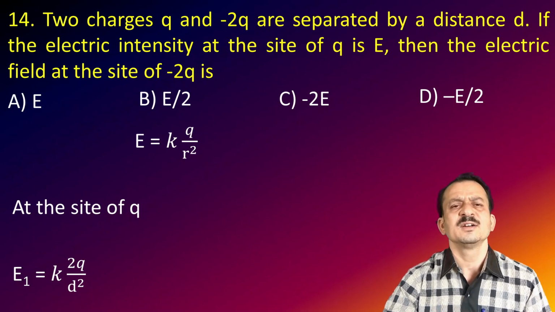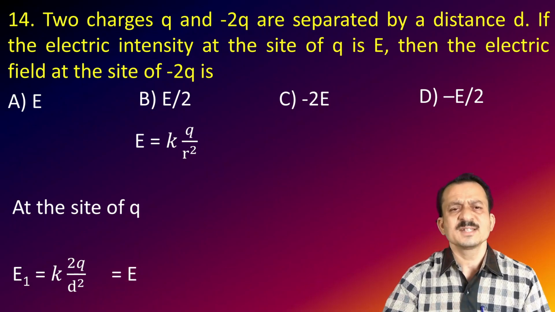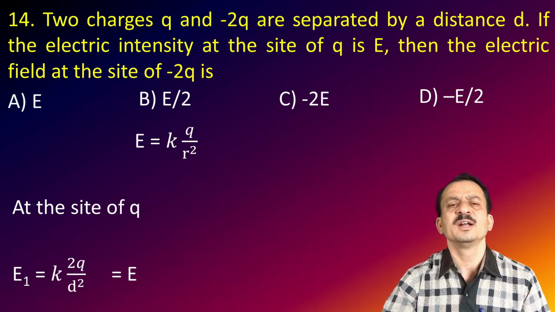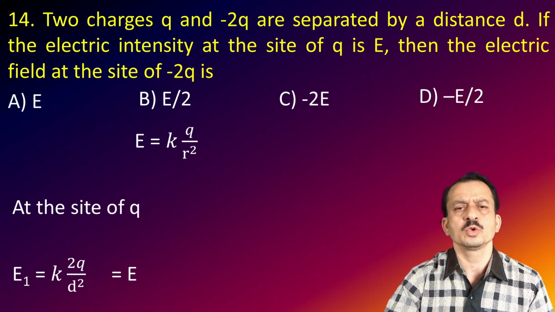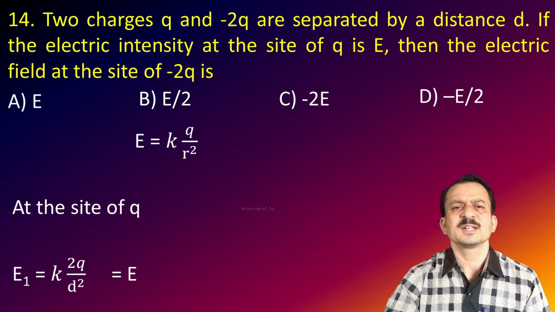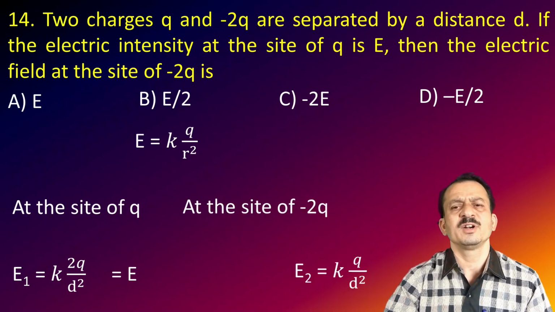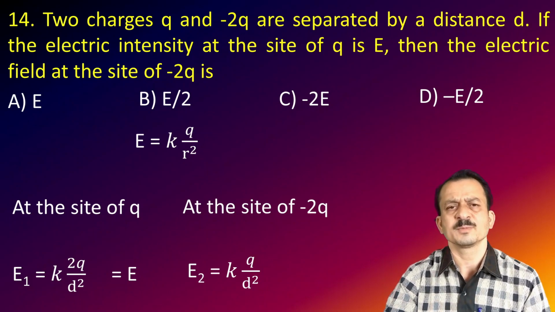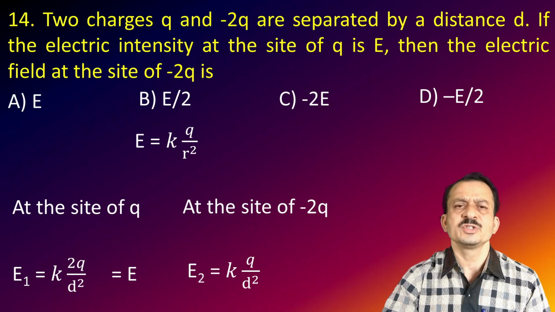So 2Q is the second charge. Therefore, it is given as E. At the site of charge Q, the field is capital E. That is, capital E is equal to K into 2Q by D square. Now, at the site of the negative charge, the electric field is given by E2 is equal to K into, here at the site of negative charge, that is minus 2Q, the field is due to only the plus Q charge. Therefore, the charge is Q divided by D square.